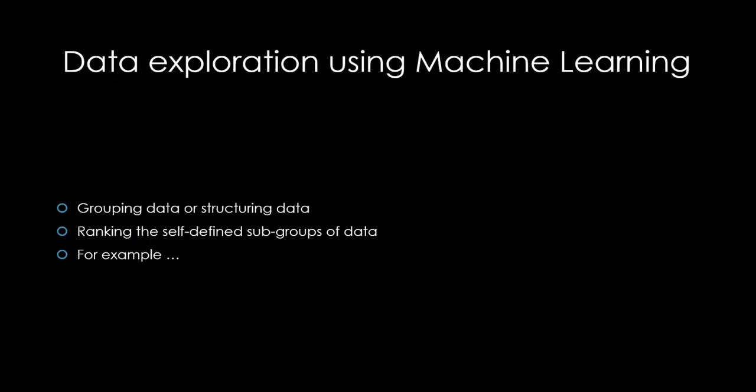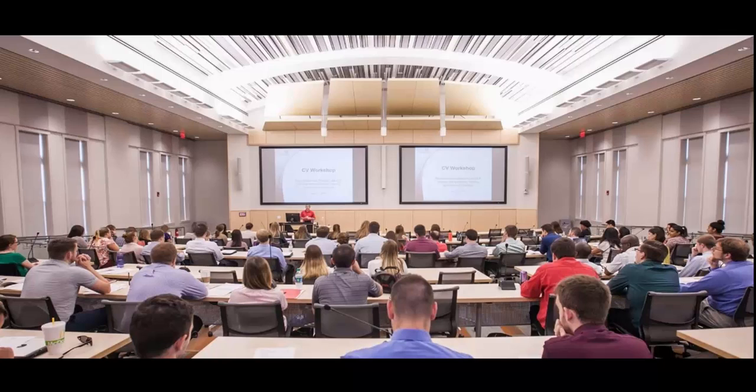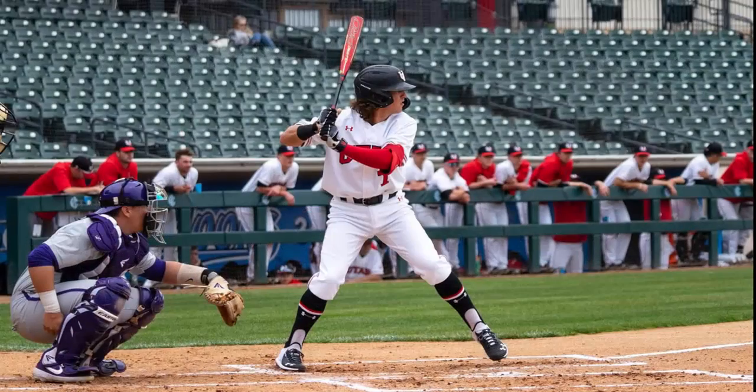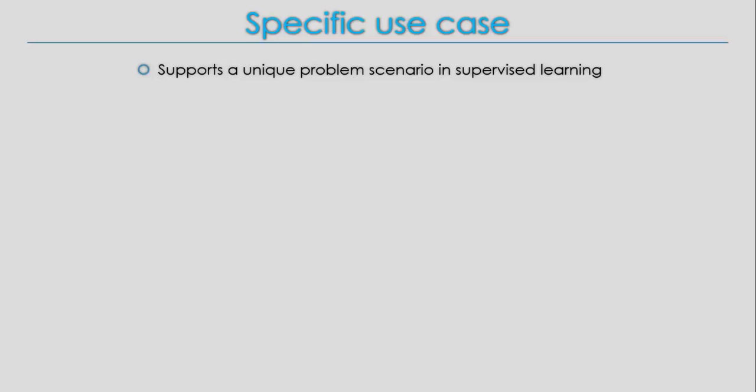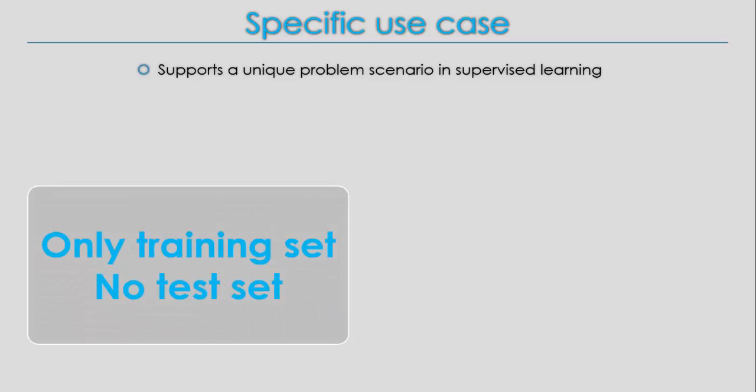Gaggle uses machine learning to help users in data exploration tasks, such as grouping and ranking data in self-defined categories. For example, a professor may want to use Gaggle to help categorize and rank new student applications in different sets to decide whom to accept or reject. Similarly, a baseball coach may wish to categorize and rank players in different groups based on their performance in the playoffs.